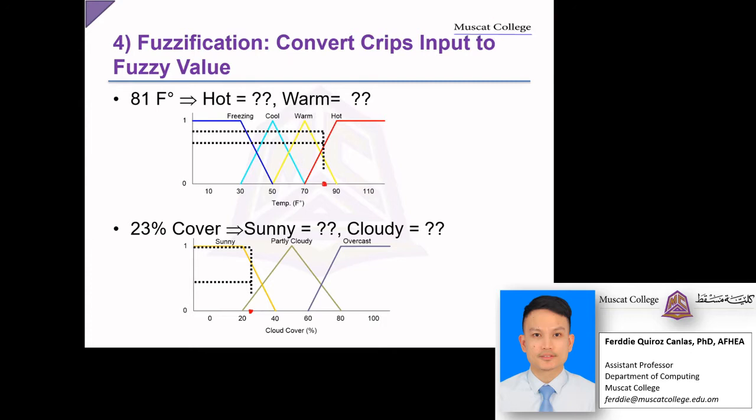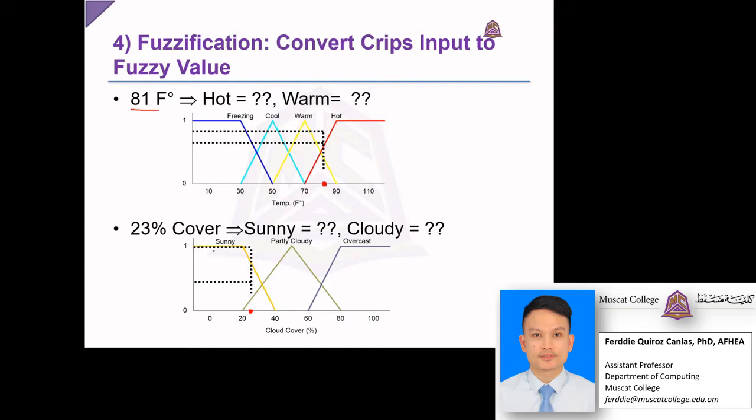If you look at the given problem here, 81 degrees Fahrenheit is falling within both warm and hot, right? Because it's in between the triangles. If you check this image here, 81 is within this triangle, so it is warm. And 81 is also within the hot. So this 81 Fahrenheit is hot and warm at the same time. Later on we have to calculate it to determine whether it is really hot or really warm.